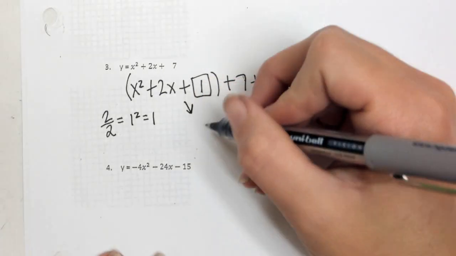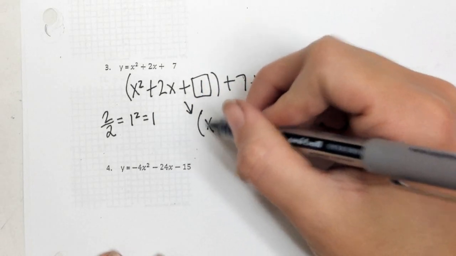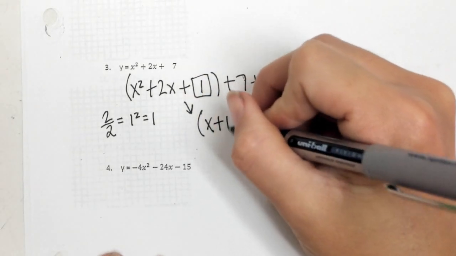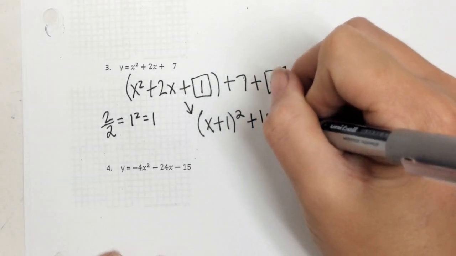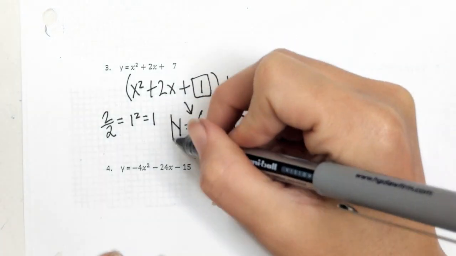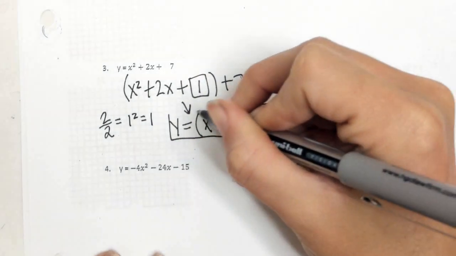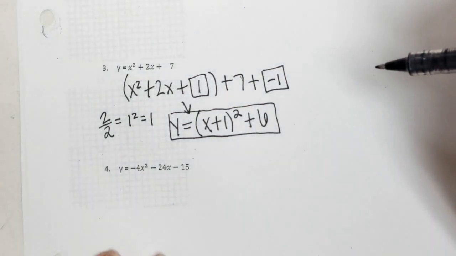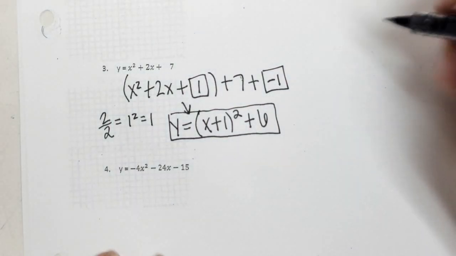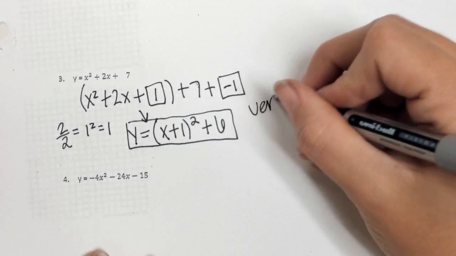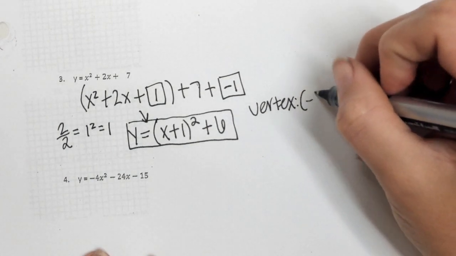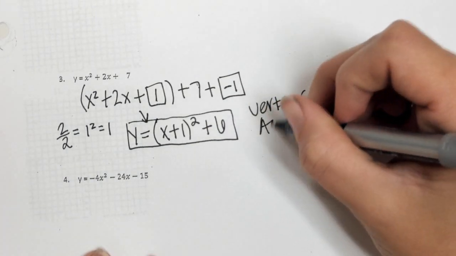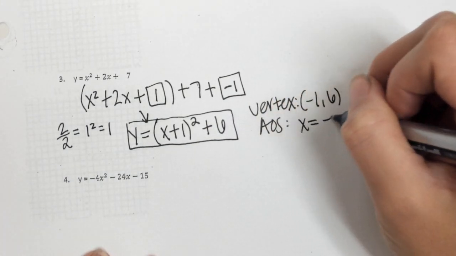Now you just change this to a binomial. So x, half of 2 is 1, squared. 7 plus a negative 1 is plus 6. This is vertex form. So now my vertex, remember x is a joker, will be negative 1, 6. My axis of symmetry will be x equals negative 1.